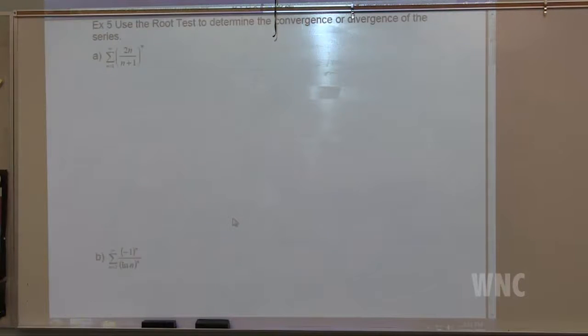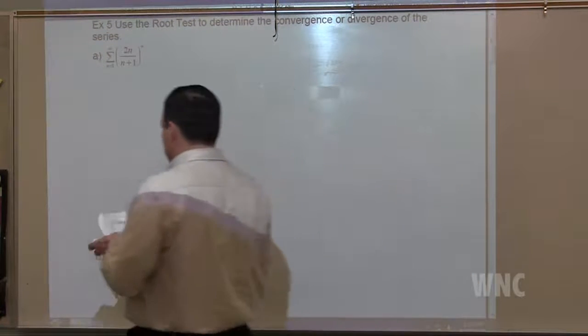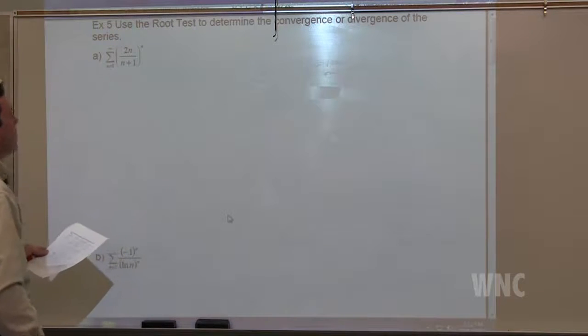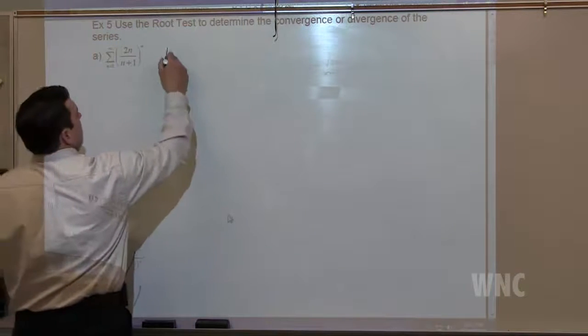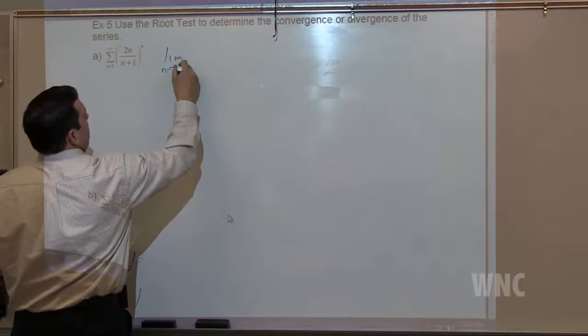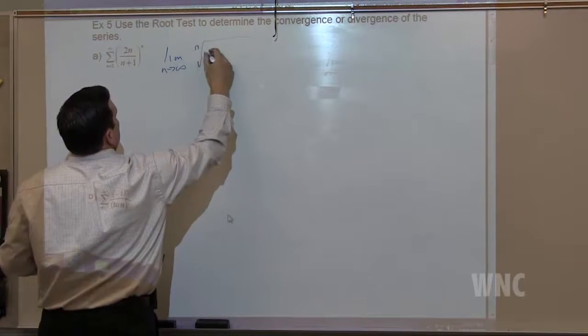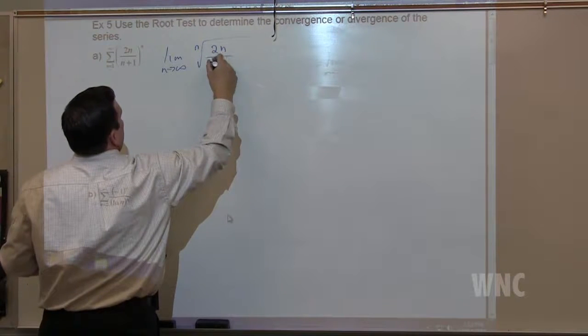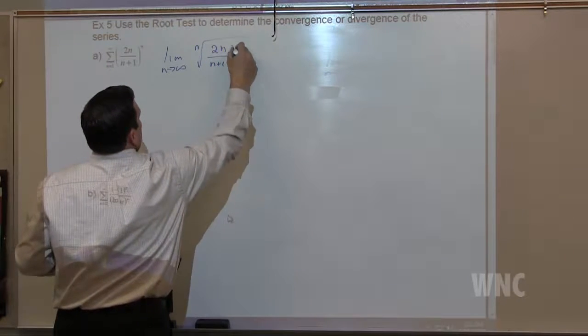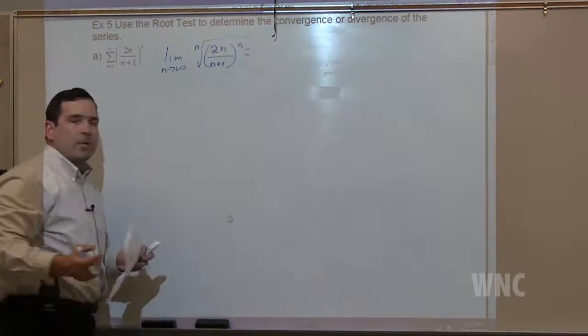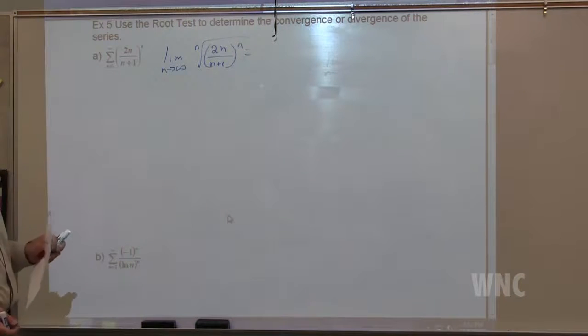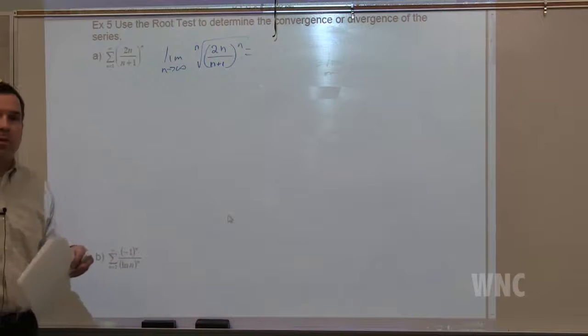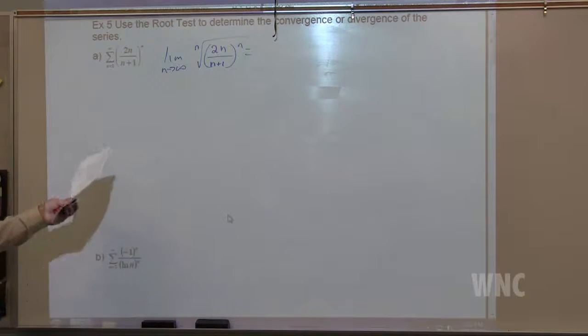So for example 5, we get to do the root test on 2 problems. So we're going to do the limit as n goes to infinity of the nth root of 2n over n plus 1 to the n power. Now don't worry about the absolute value because this is positive. The issue you have is in case your index is even, you need an absolute value to make it positive. These are positive values.